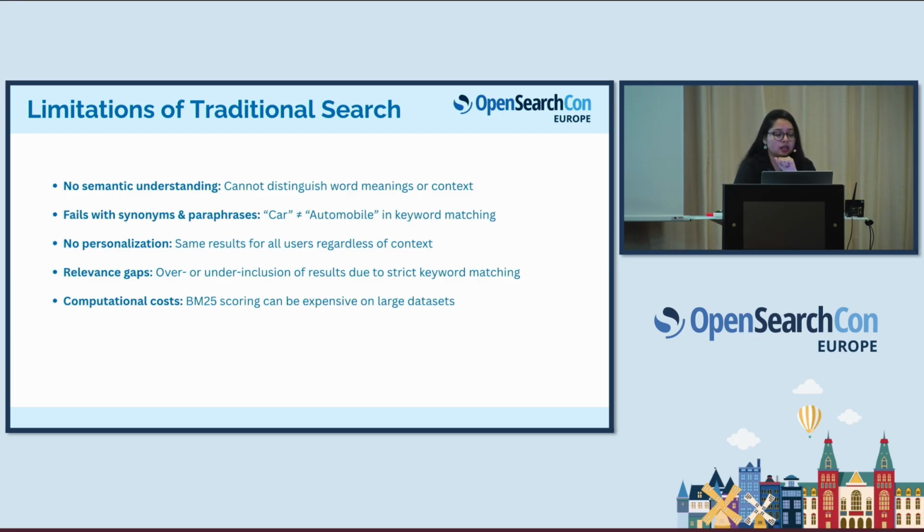It doesn't give us the personalization for that. And there are some relevance gaps as well, due to strict keyword matching. Computational costs with BM25 are pretty high, because BM25 works with large documents. So if your application has maybe thousands of documents, that processing is going to take a lot of computational cost and time as well, because it's going to search in each individual document. So it can be pretty expensive for large data sets.